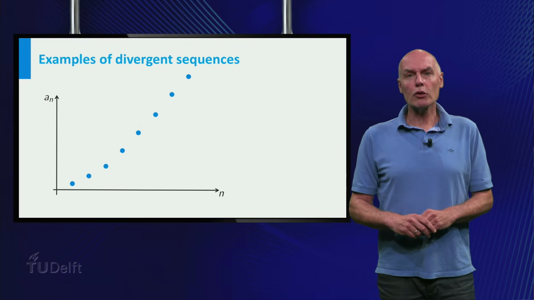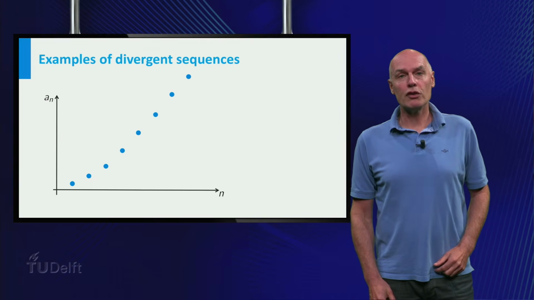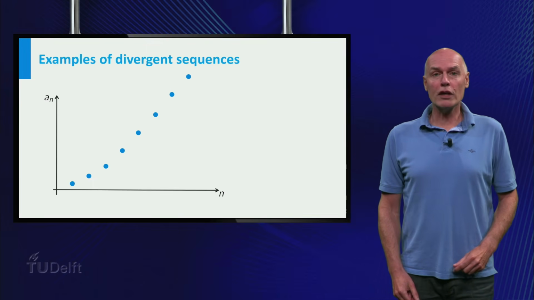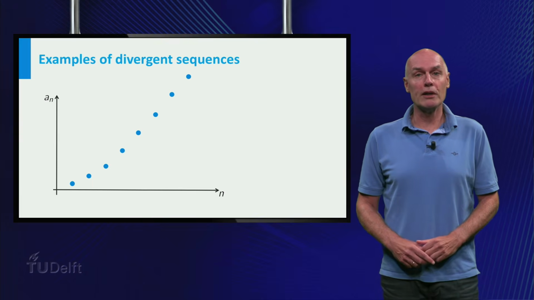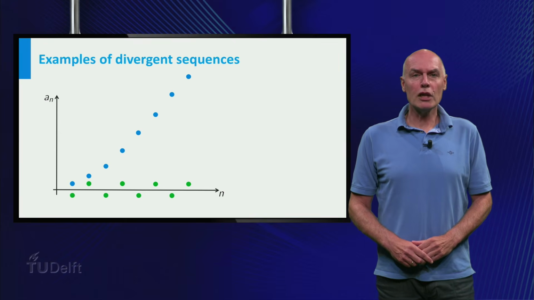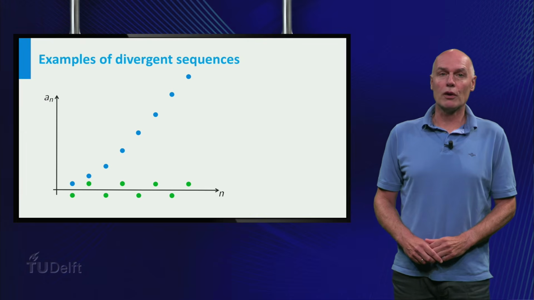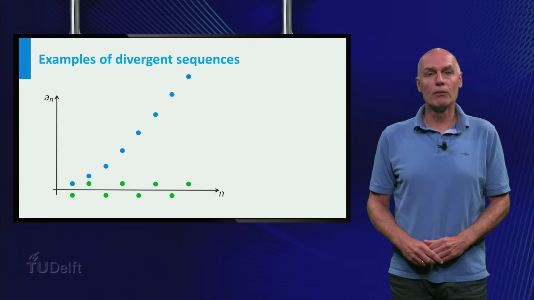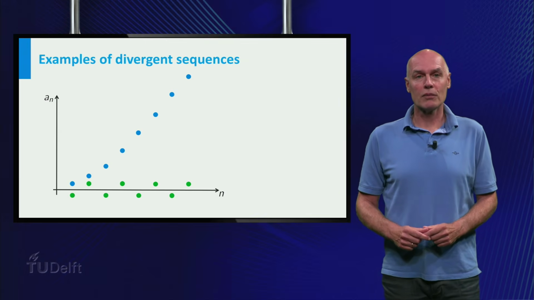When there's unbounded growth, the sequence does not approach a limit value, and thus it is divergent. However, note that it is not necessary that a sequence grows to plus or minus infinity in order to be divergent. The green example sequence keeps on alternating between a small positive and a small negative value, but it does not converge to a single fixed value. Therefore, also this sequence is divergent.